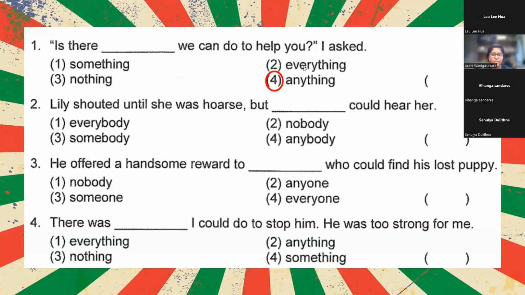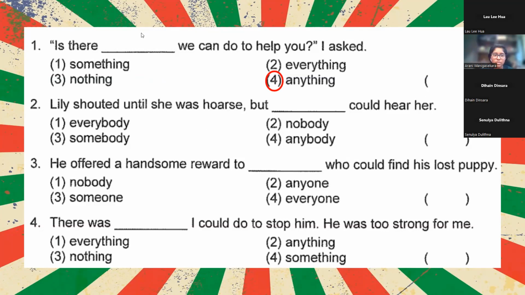Is there anything we can do to help you? I asked. Why is it not something? Because I don't know what it is about. Yeah, you can say that as well.